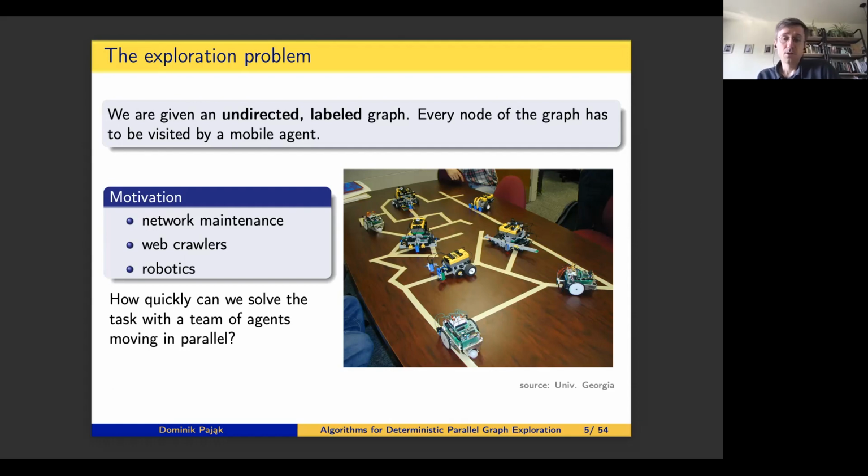And what we want, since we are doing distributed computing, is to benefit somehow from having multiple agents. We want to do it faster. If we have only one agent, then it's algorithmically easy to propose some algorithm. If we have multiple agents, it's slightly more challenging, but we might hope for some benefit, like faster exploration.